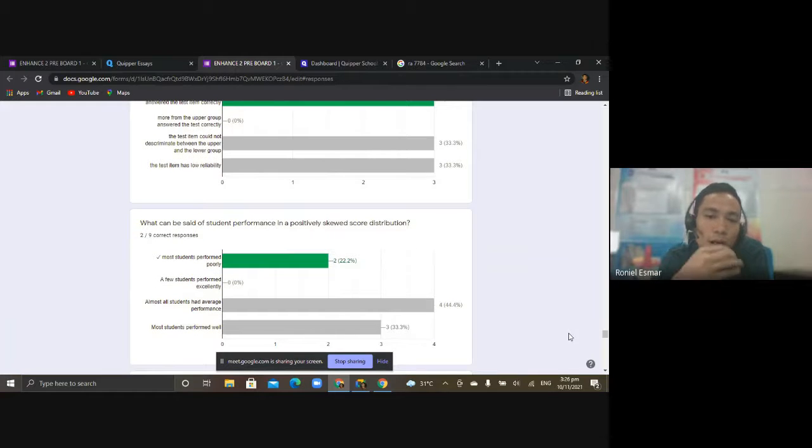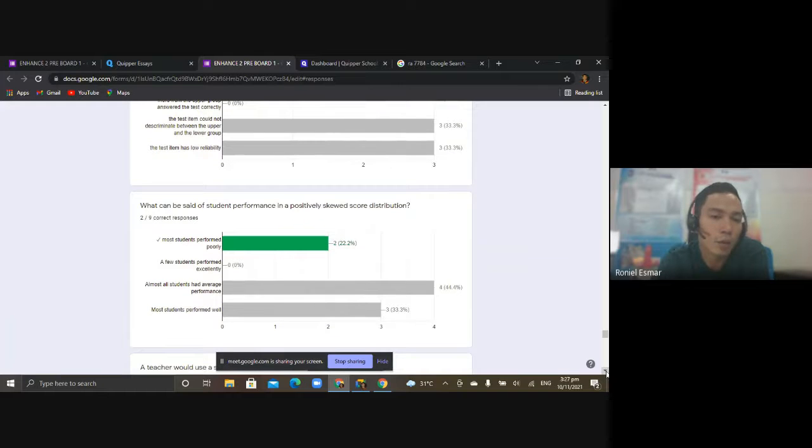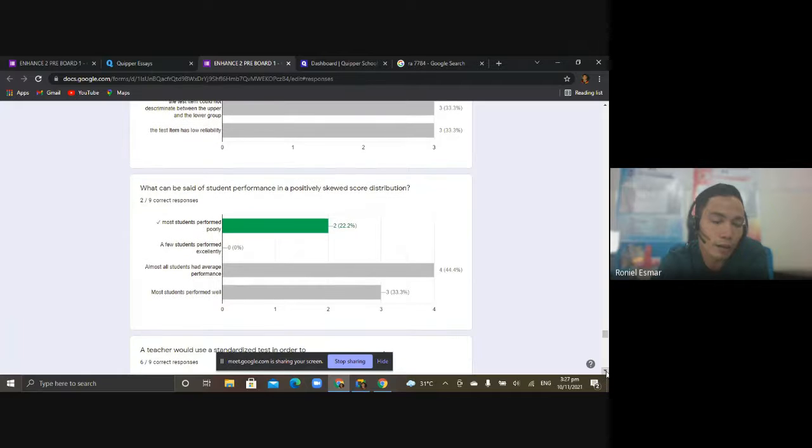Since it's skewedness, we are trying to identify which end has more students. Is it the end with lower scores, or the end with more high scores? So again, if it's a positively skewed score distribution, we can interpret it as most students perform poorly. Okay?